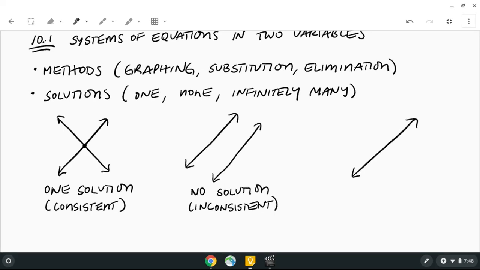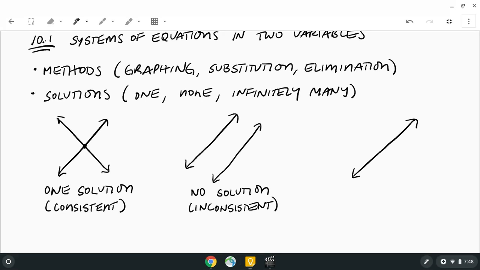Okay, so the infinitely many case looks like this, where you have that line, and then the other line falls right on top of it. And so we have infinitely many. Okay. And in this case, we call this dependent.